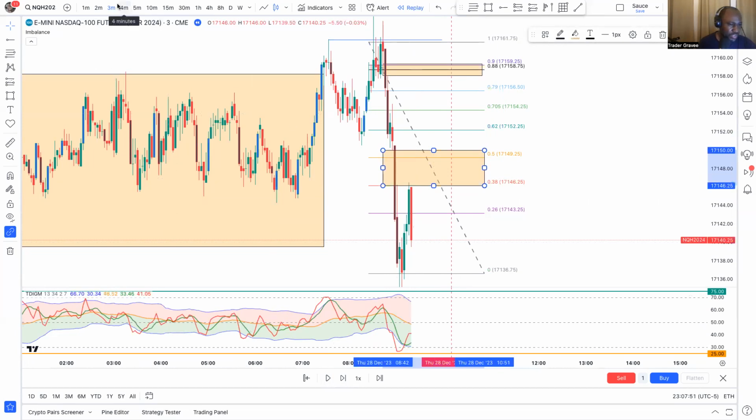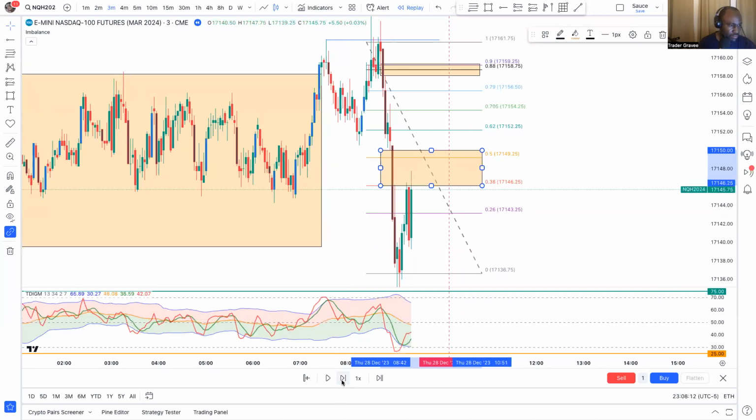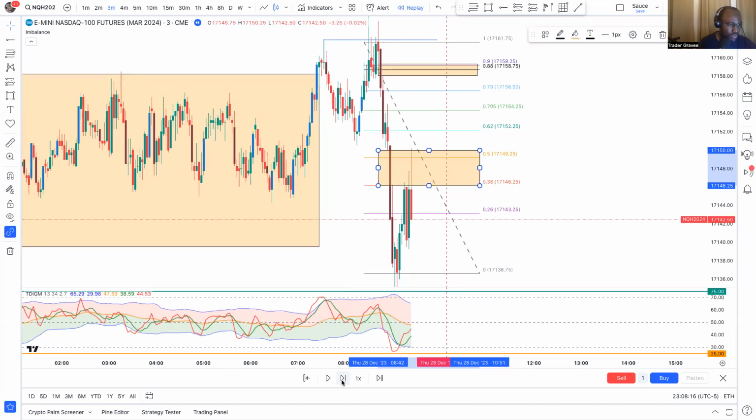Remember, this is 3-minute candles. Rally back down. What is retail thinking? All this in here, it's resistance. We want to go lower. The market makers know that, right? So look what the market makers do. See what they do again. See that? Let's see what they do again.